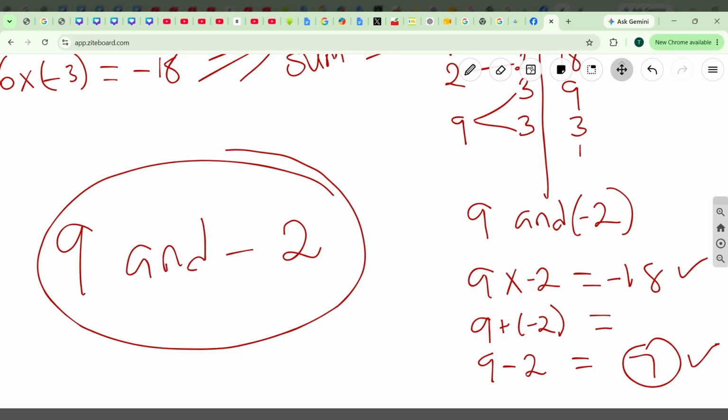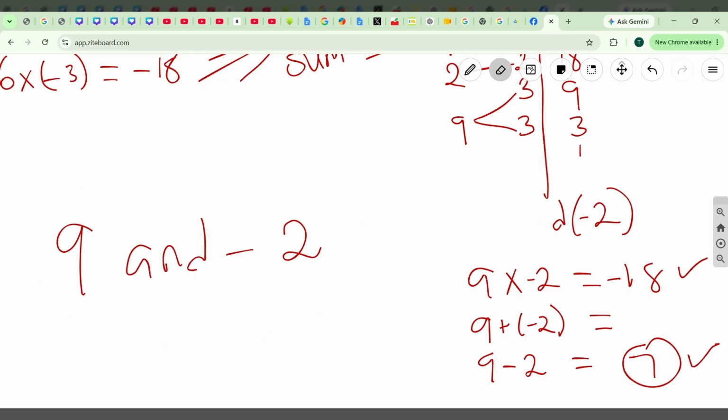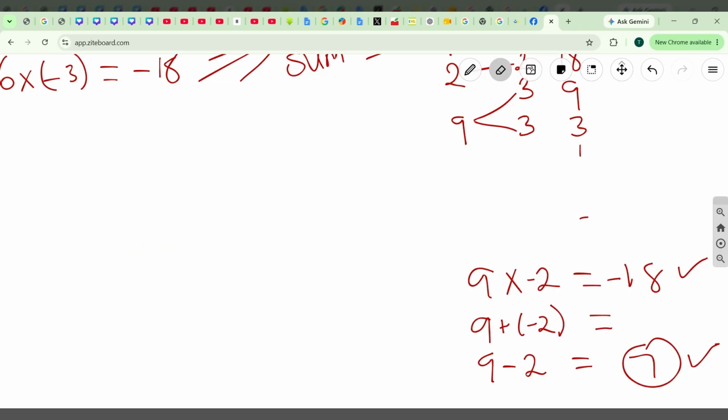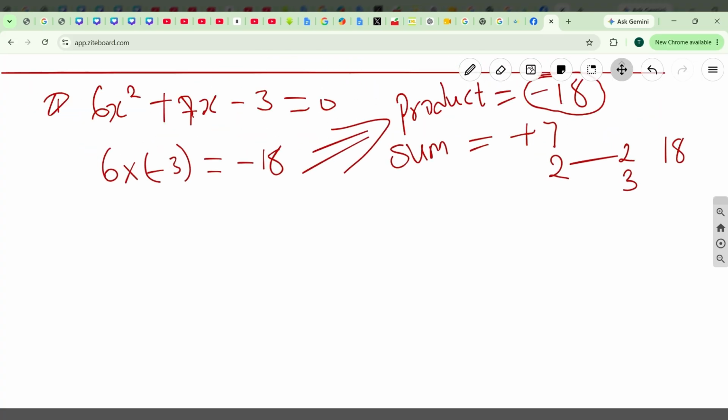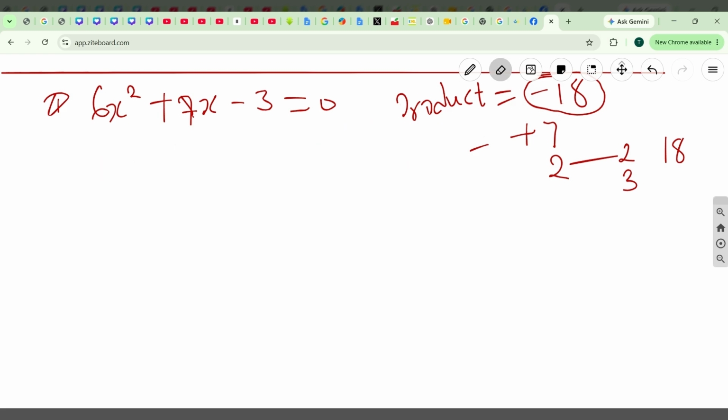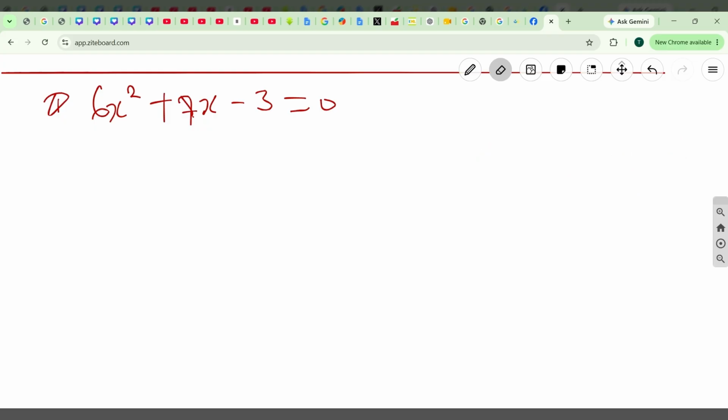Okay, should we solve this question? Okay, let's solve the question, and let's solve the question properly. We already know that the values are 9 and negative 2. I know you know how to solve this, but for the benefit of those who might not know how to solve a quadratic equation using the factorization method, this is also an opportunity for you to learn how to do it.